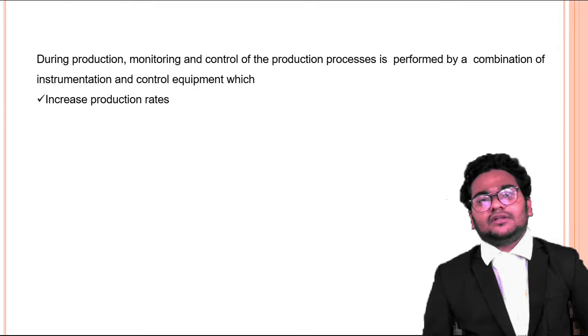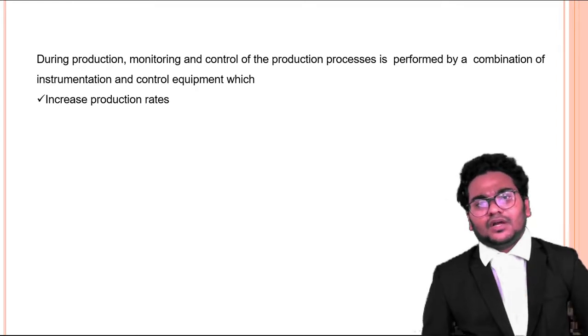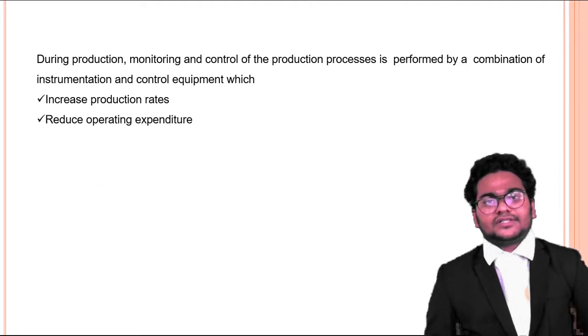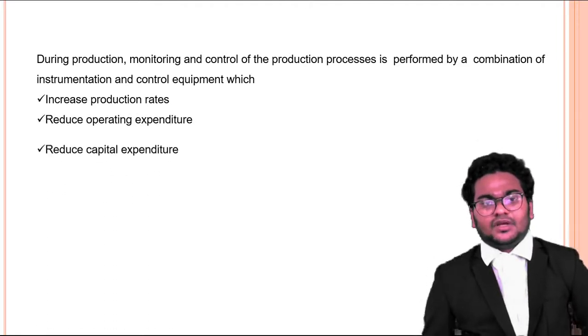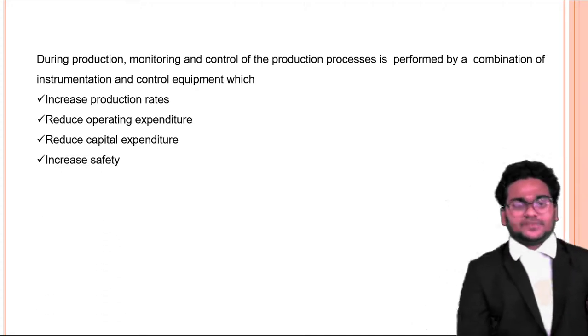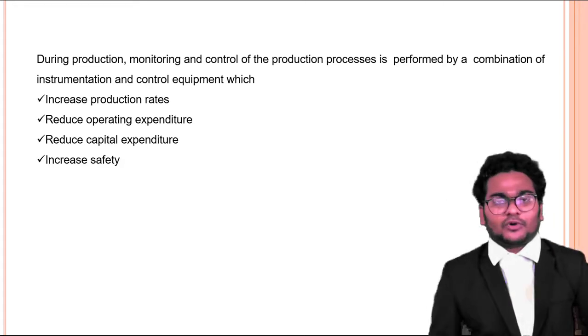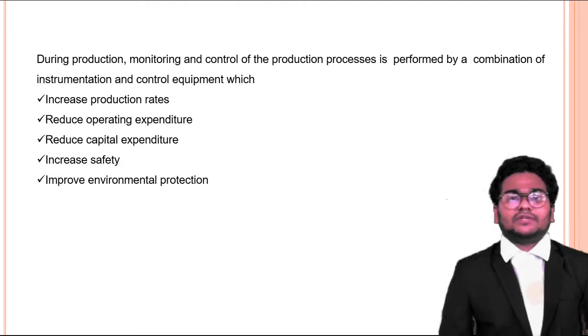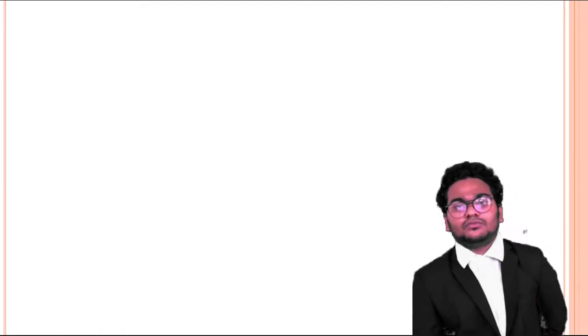And one more thing, we have to reduce the cost of the equipment, so that there is a decrease in the operating expenditure. One more thing is, how much capital you are investing, on that also you have to reduce the capital expenditure. Next, increase the quality of the product, and improve the safety of the process. And one more thing mainly is to improve environmental protection. So these two, environmental and safety, are the main two things which you have to improve. These are the main two which you have to go through during the production operations.